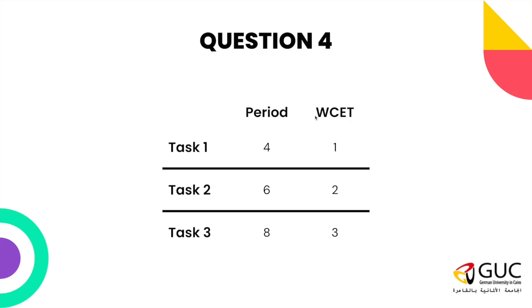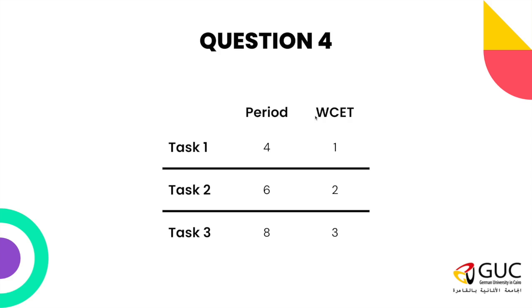Our last question, question 4: we have 3 tasks, Task 1, Task 2, and Task 3, and you are given the period and the worst case execution time. Since the question did not state an arrival time, we use the default assumption that all tasks arrived at the same instant, which is clock tick 0. The question also did not state the deadline for the tasks. Therefore, the deadline of each task will be equal to its period.